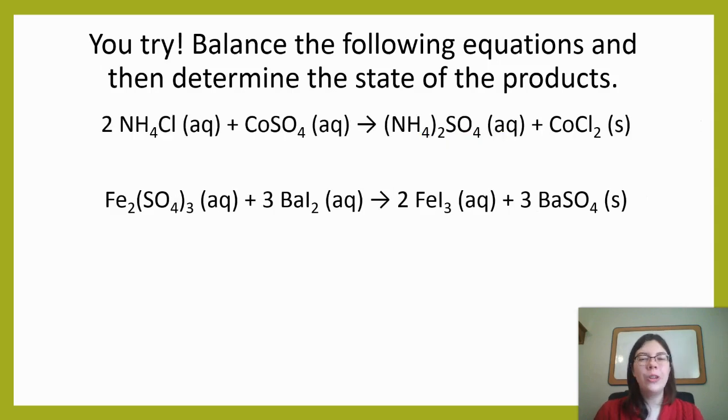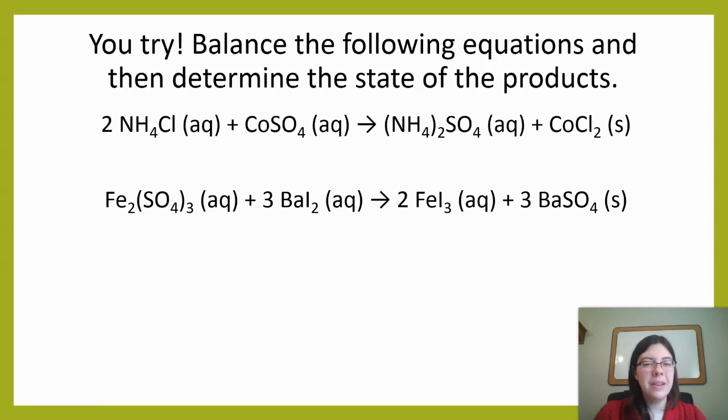Okay, so for our 2 you-try problems, for the first one, the ammonium sulfate, the ammonium is part of rule 1, so that is our aqueous product. The cobalt chloride is our solid that forms, just by process of elimination. Now if we balance this reaction out, it's really simple. We just need a 2 in front of the ammonium chloride reactant.